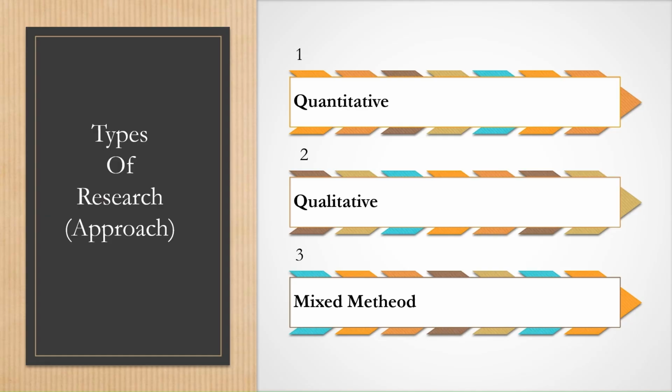So we would now look at the types of research based on approach. Approach is the method. How did you conduct your research? How did you conduct your explanatory research? How did you conduct your exploratory research? How did you conduct your descriptive research? We are now going to look at the type of research from the point of view of the approach or method. So for that, we have quantitative, qualitative, and the mixed method. These are the three types of approach.